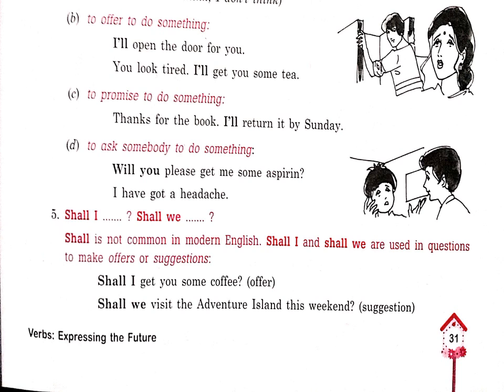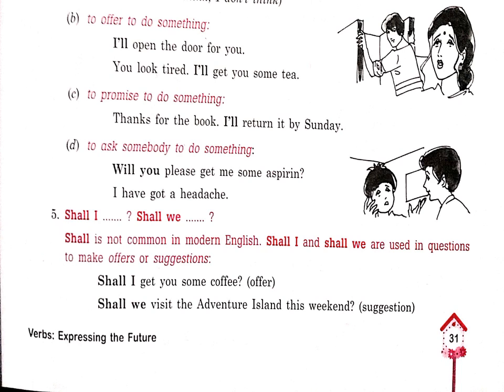Shall I, shall we? Shall is not common in modern English. Shall I and shall we are used in questions to make offers or suggestions. Well, dear children, whenever we put a question to someone, we use shall with I and we. Shall is used in interrogative sentences. That is to be kept in mind, every one of you. See the example. Shall I get you some coffee? Offer. Shall we visit the adventure island this weekend?